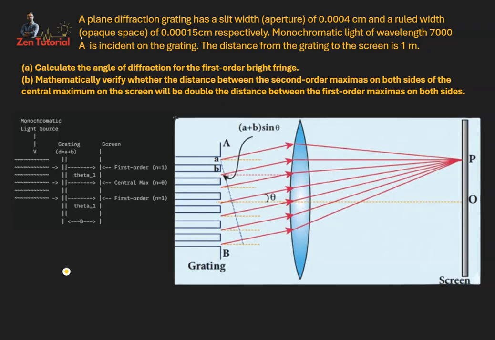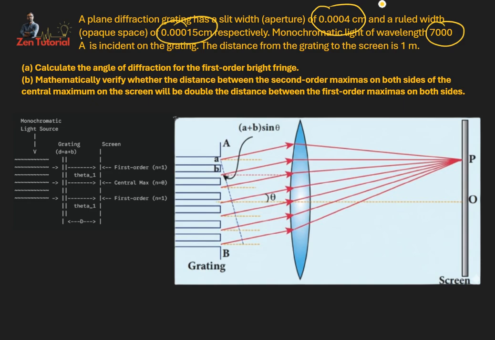Within today's class, we are going to solve a numerical problem of diffraction grating. A question: a diffraction grating has a slit width of 0.004 centimeter and a ruled width, or opaque space, of 0.0015 centimeter. A monochromatic light of wavelength 7,000 angstrom is used.